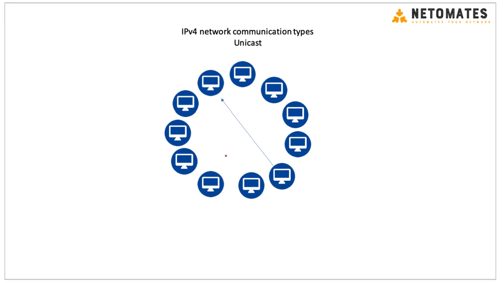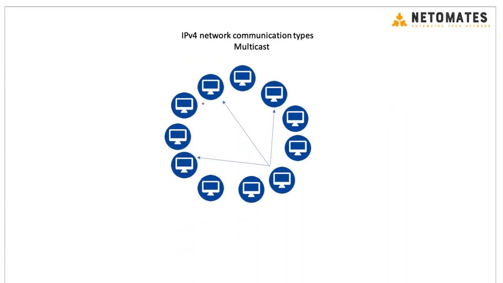Now we can see different types of communication. Suppose one computer wants to send some information to just one other single computer, so basically one PC talking to another PC. This type of communication we call unicast. It means whatever information one machine is sending will reach only one machine. This is unicast, one-to-one communication.